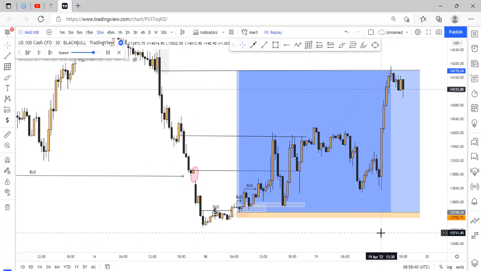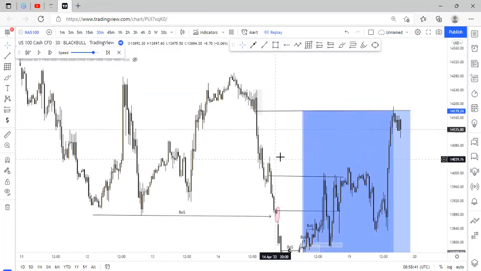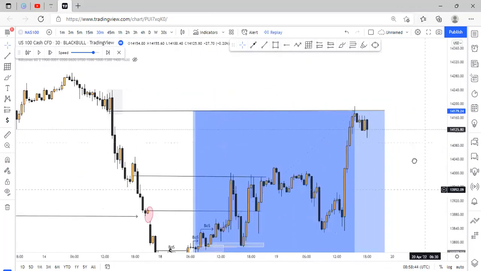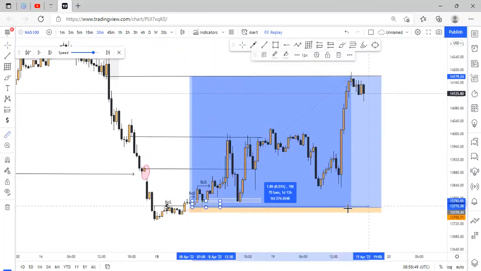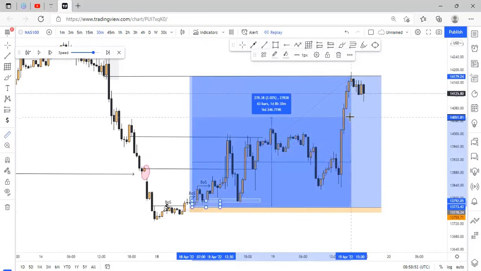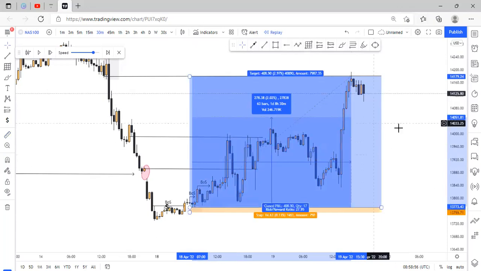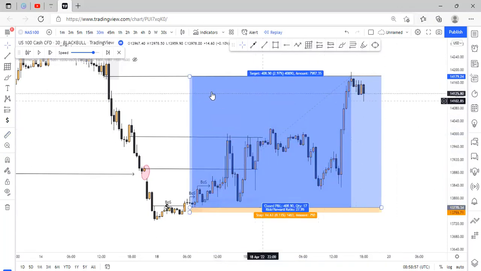Okay, so on this pair also, now that I think of it, this trade was from Monday, from right here to the take profit. It was about 2 days, Monday and Tuesday. The take profit for this swing trade was right there.